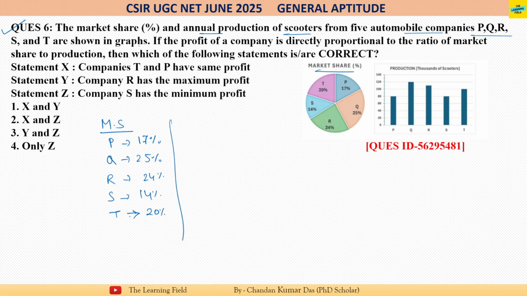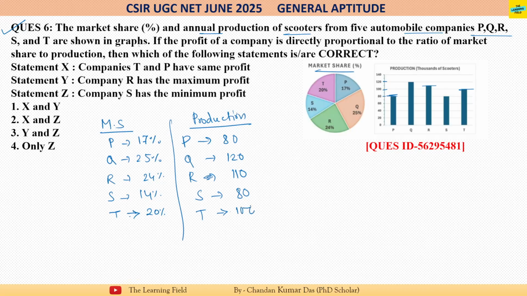Fine. And the production of P, this is 80, 100, 120. So production of P is 80, whatever the unit may be. Okay, we don't know it. And Q is 120. Production of Q is 120. Production of R is in between 100 and 120, so this means 110. And production of S is also 80, and production of T is 100. Okay, so it is 100.